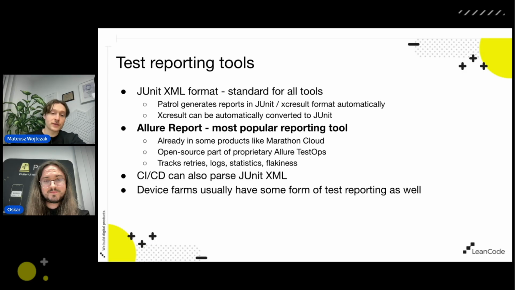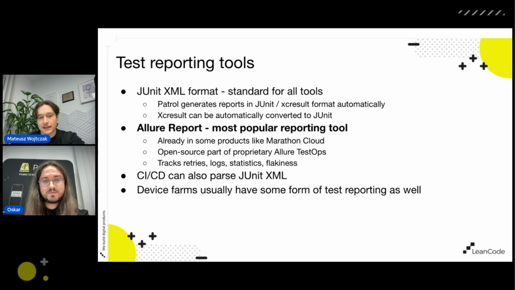Let's assume we already ran it. All the tests are run, and now we would like to see some results. So how does test reporting work? Patrol uses native tooling. Like we already mentioned, it uses UI Automator, Android tooling, under the hood, and XCUITest tooling under the hood. And both these worlds generate reports after the test run.